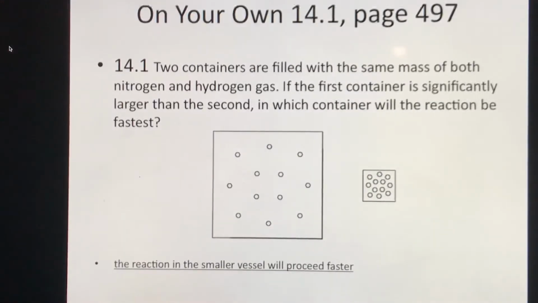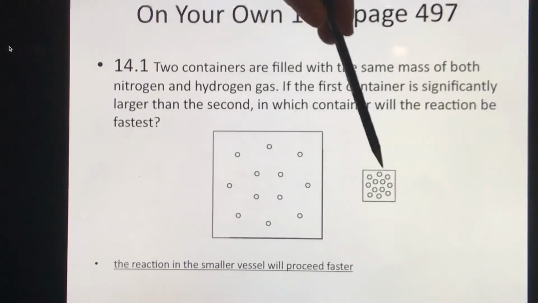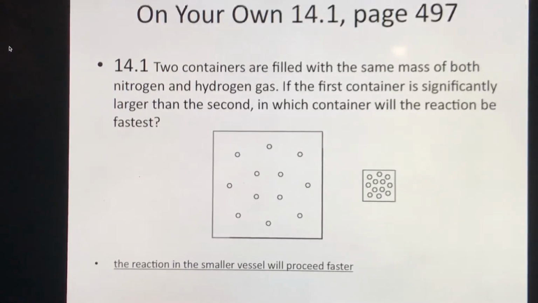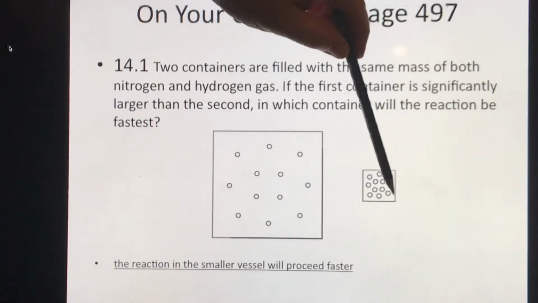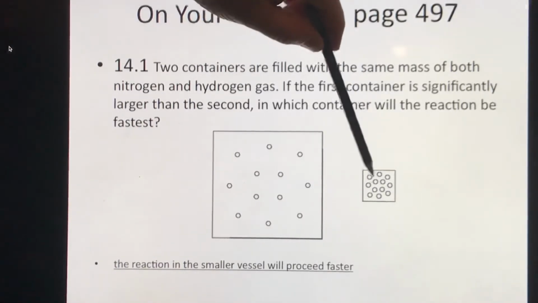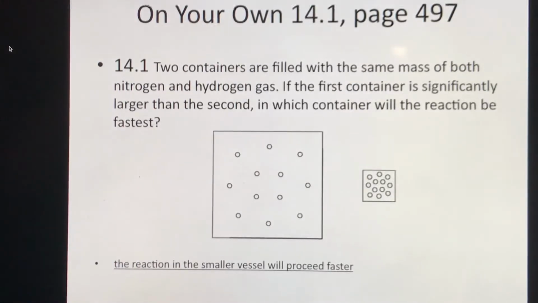Okay, so let's look at on your own 14.1. Two containers are filled with the same mass of both nitrogen and hydrogen gas. If the first container is significantly larger than the second, in which container will the reaction be fastest? So our conclusion here is because the concentration of molecules is denser in the smaller container, that would be the one where the reaction would proceed faster.